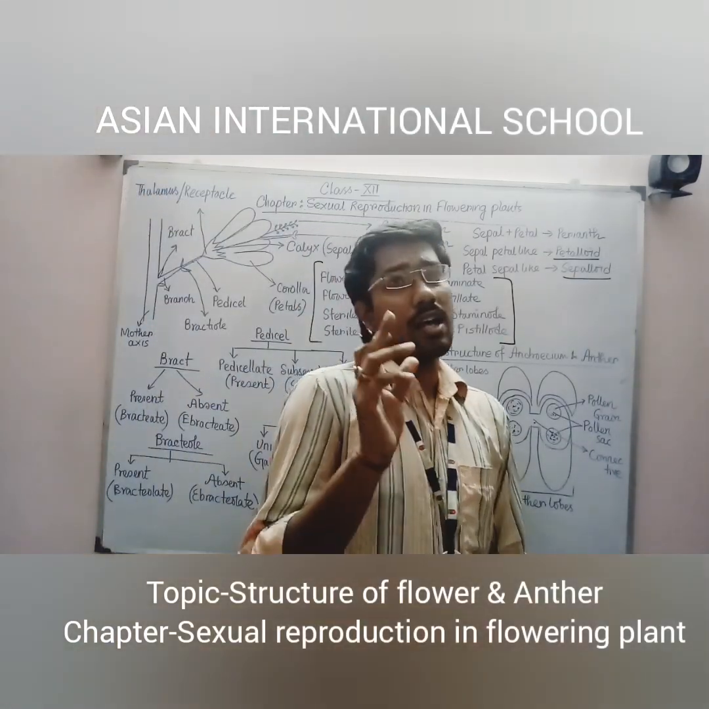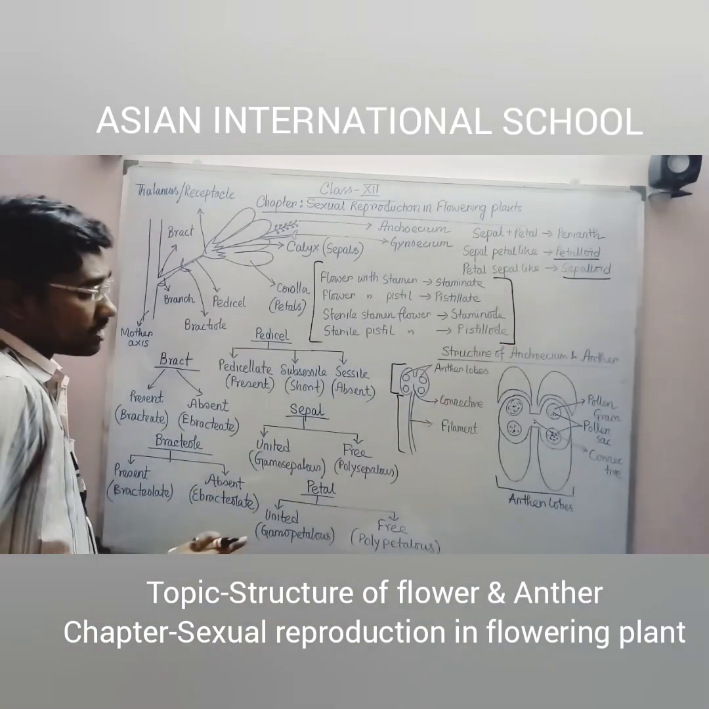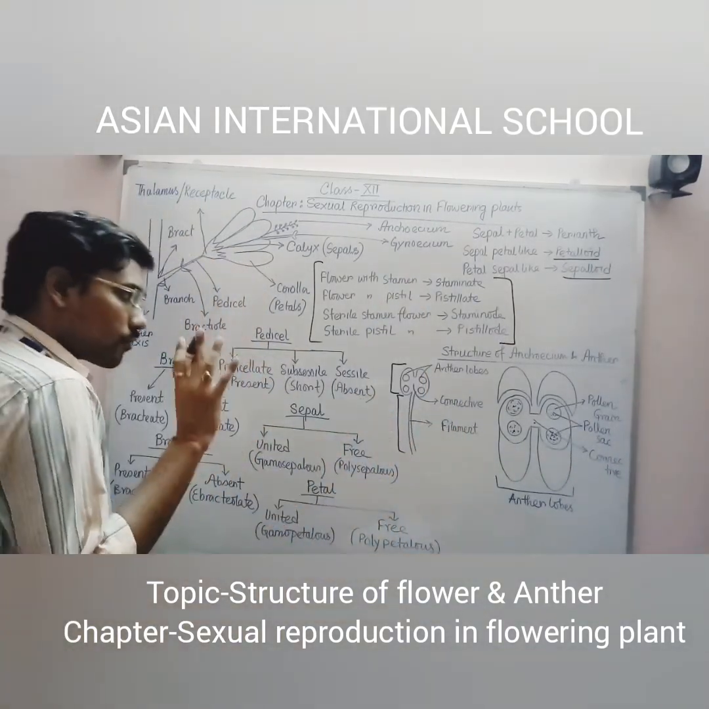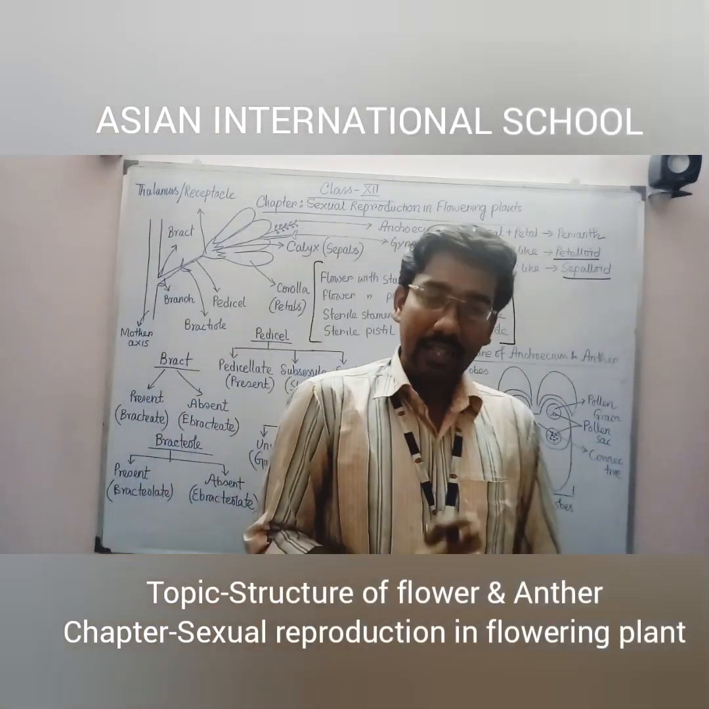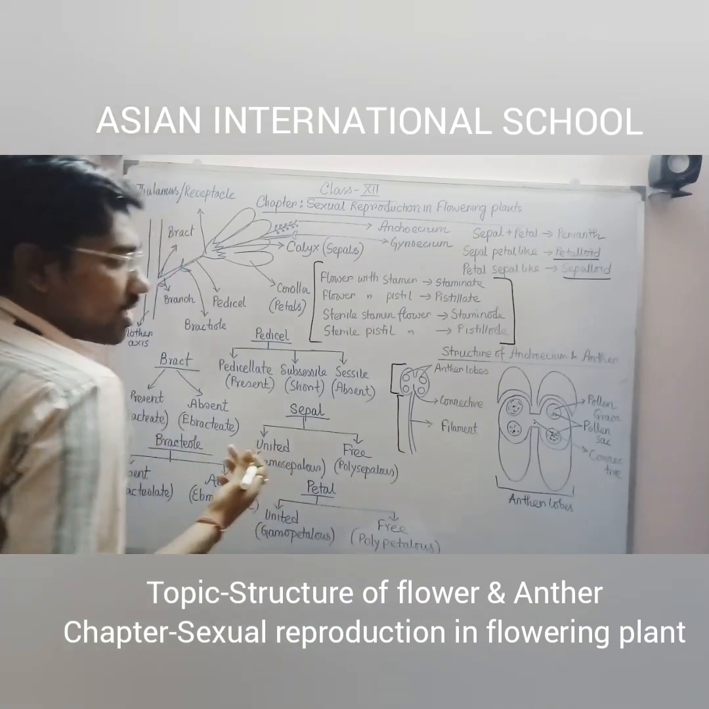For that reason also the anthers are commonly known as bithecous or dithecous. From that respect also you can say bithecous or dithecous. So each and every androecium is made up of two anther lobes. That's why they are bithecous. As well as each anther lobe is made up of two pollen sacs. That's why also they can be called bithecous.